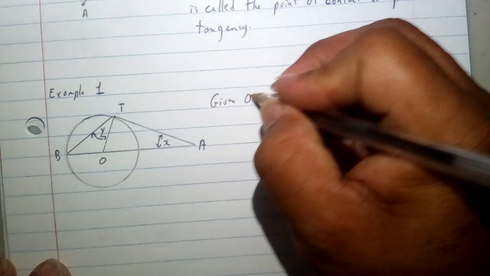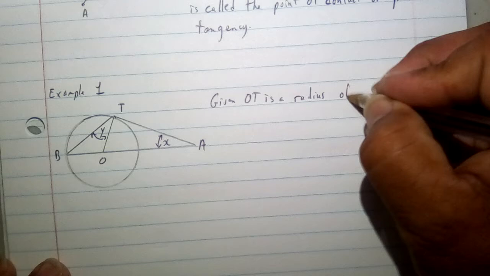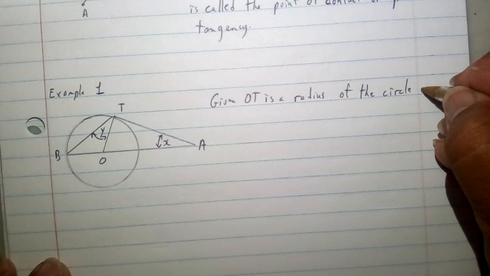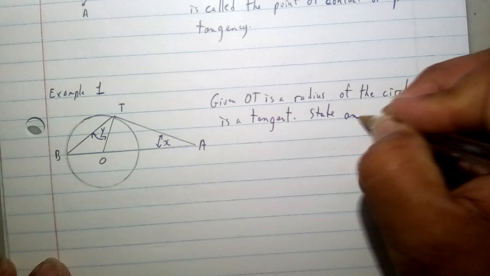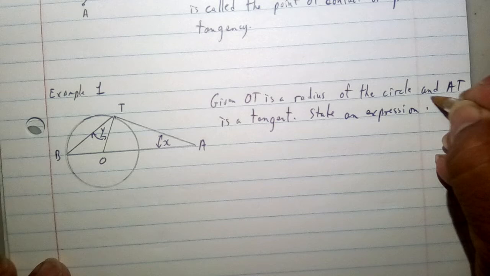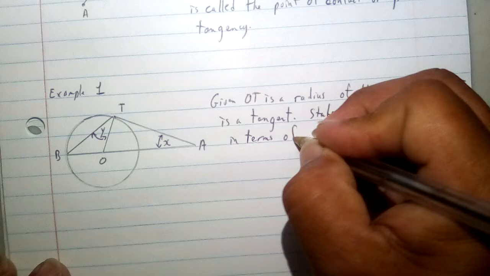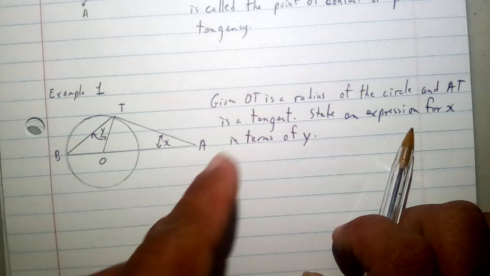Given OT is a radius, at times they will tell you, or they may tell you based on the diagram of the circle, okay, and AT is a tangent, state an expression for X in terms of Y. What this is simply telling me is to make an equation where X is the subject of the sentence, right? So X is what we would be looking for in this problem.